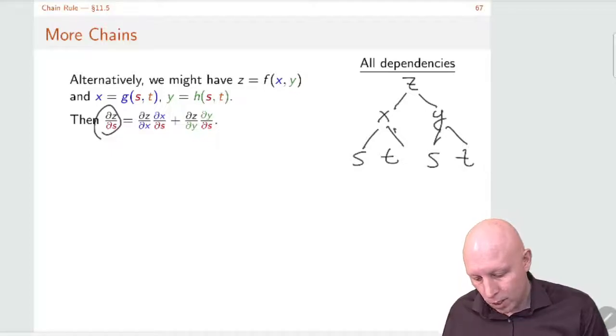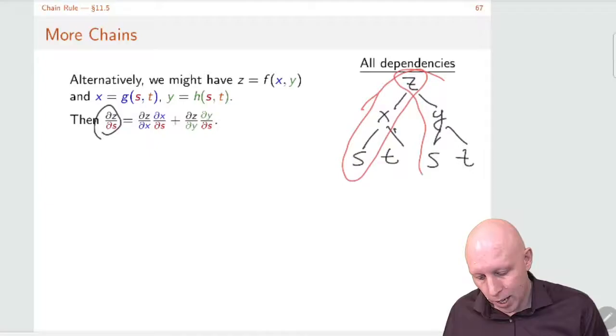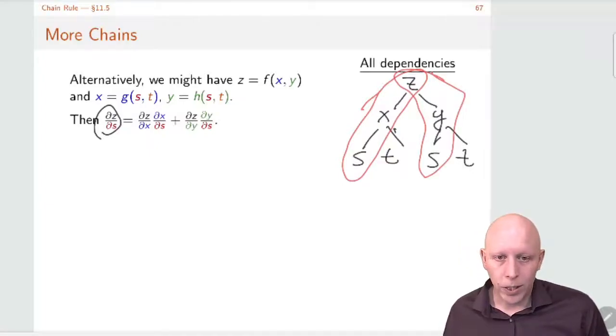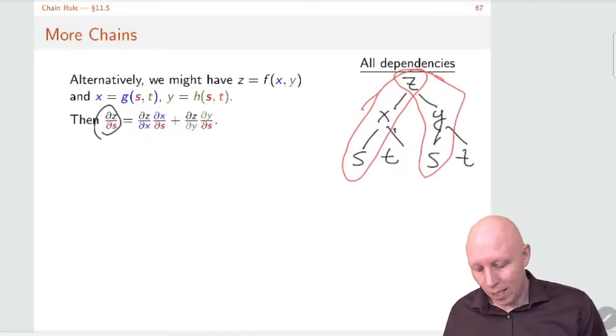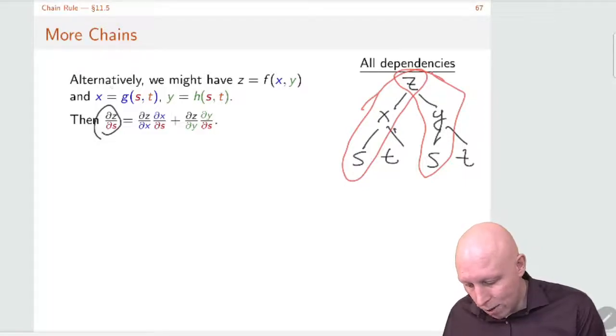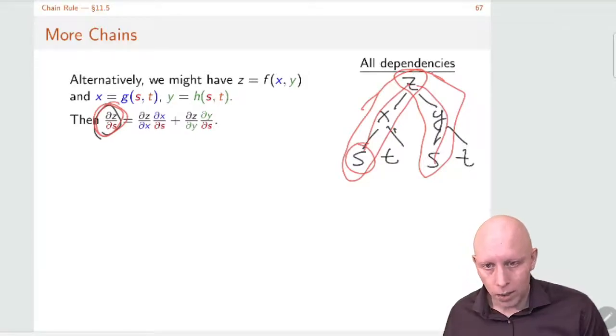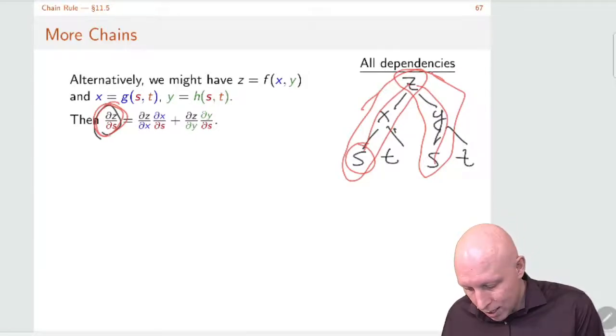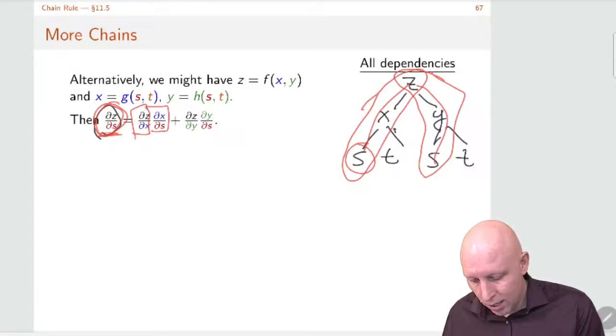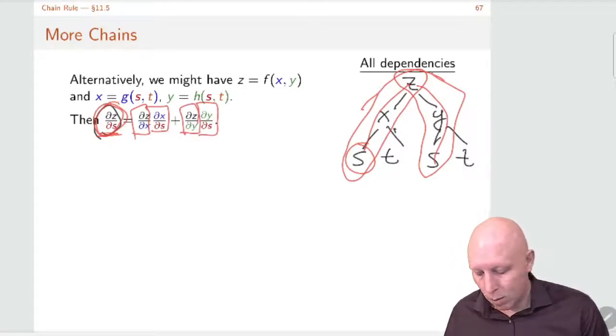And so what we need to do is we need to find all ways that z is dependent on s. So here's a chart, a tree, that tells us that in order to calculate how z is changing with respect to s, well, we need to go through x and we need to go through y. So we get that del z del s is del z del x times del x del s plus del z del y times del y del s.